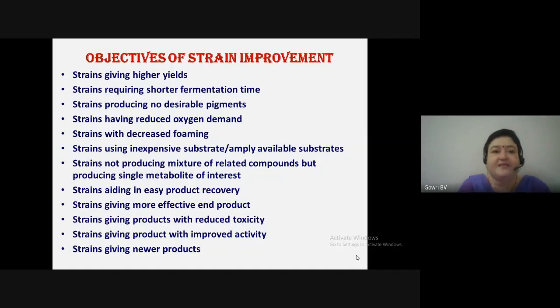Okay, so I repeat the slide. Objectives of strain improvement: strains giving higher yields, strains requiring shorter fermentation time, strains producing no undesirable pigments, strains having reduced oxygen demand, strains with decreased foaming, strains using inexpensive substrates or amply available substrates, strains not producing a mixture of related compounds but producing a single metabolite of interest, strains aiding in easy product recovery, strains giving more effective end product, strains giving products with reduced toxicity, strains giving product with improved activity, and of course strains giving newer products. So these are the objectives of strain improvement.